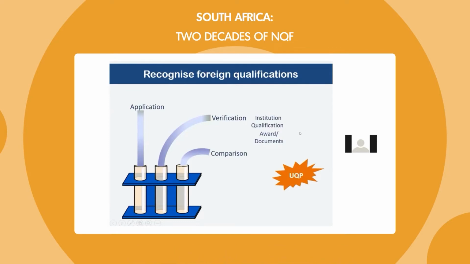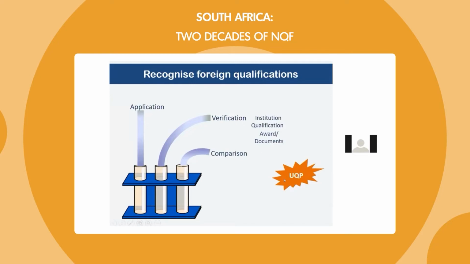Then we also look at the award, the documents. We look for any signs of tampering, and we check whether the learner actually received that qualification. Somebody might have received the qualification, but they might have turned a 50% into an 80%. So we also look for those issues of tampering with documents.